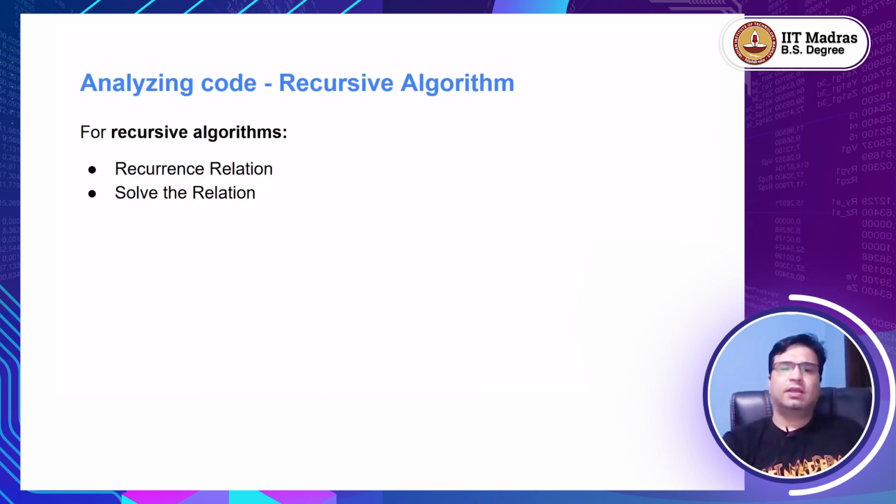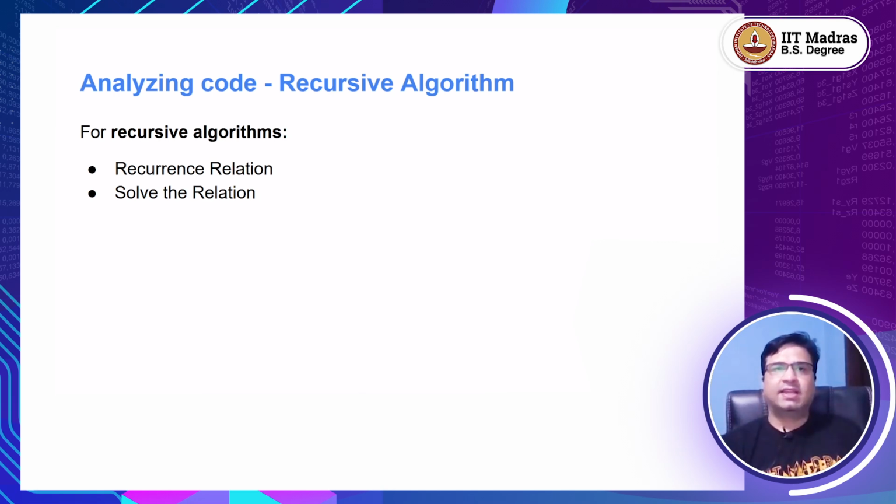Second is analyzing recursive algorithms. For recursive algorithms, there are two things we follow. First is the recurrence relation. It defines a recurrence relation that describes the algorithm's running time, expressing T of n in terms of T for smaller inputs.